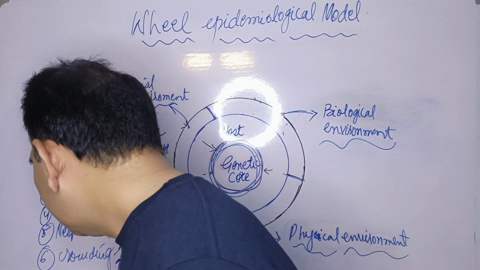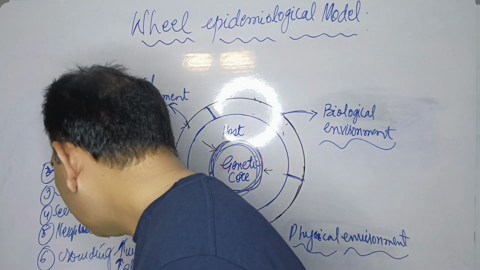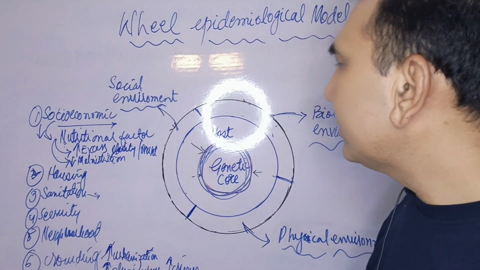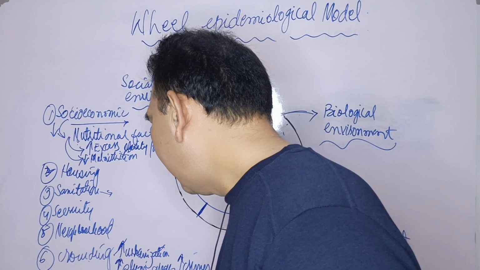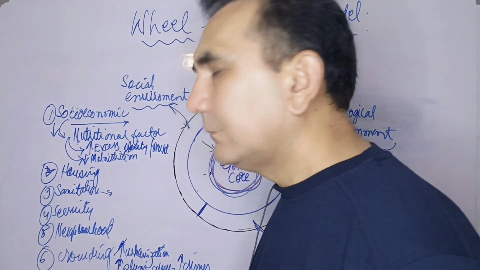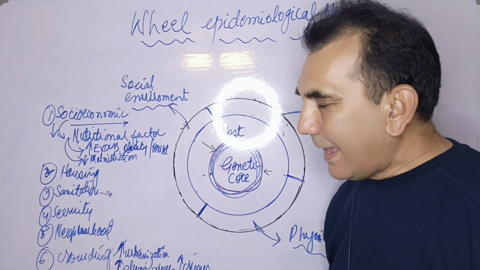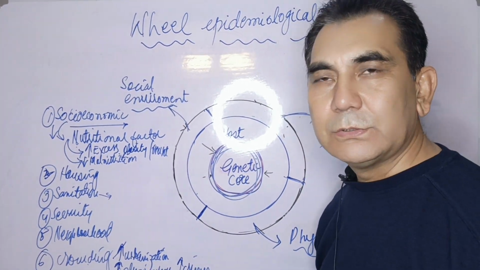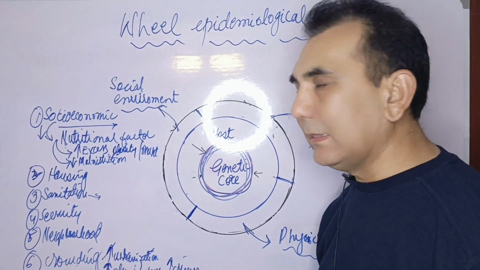And then waterborne disease, which is related with the social environment, and food as well. If you have no access to clean water or food, it will definitely affect your health.